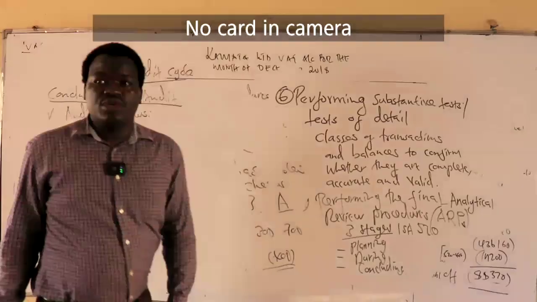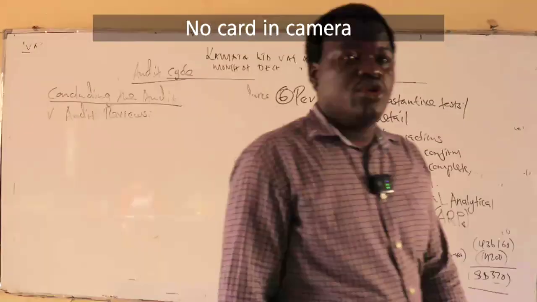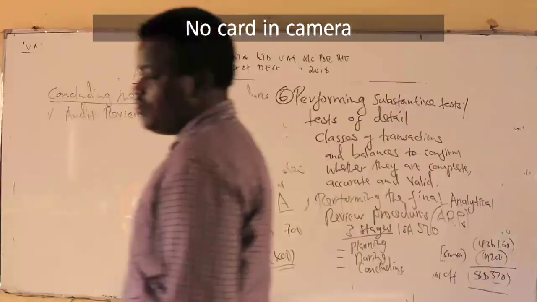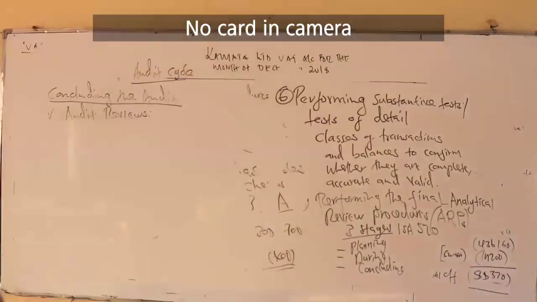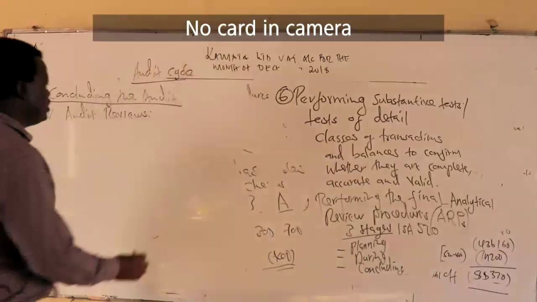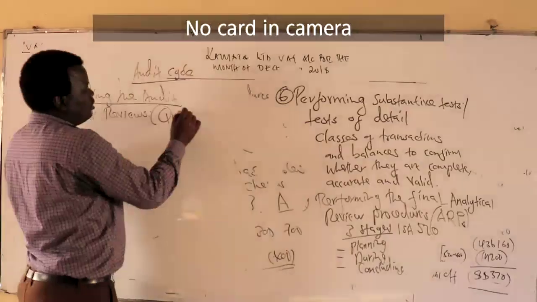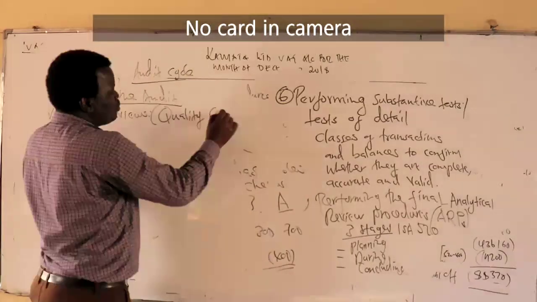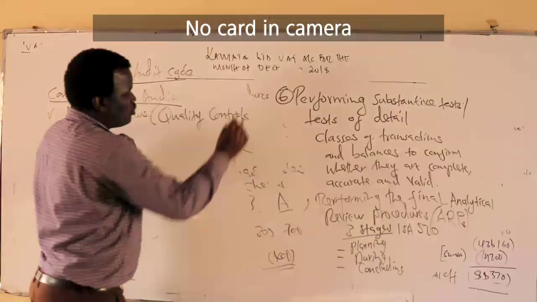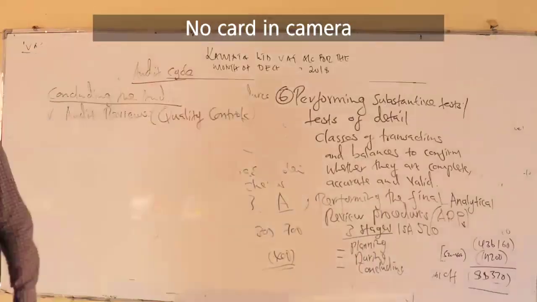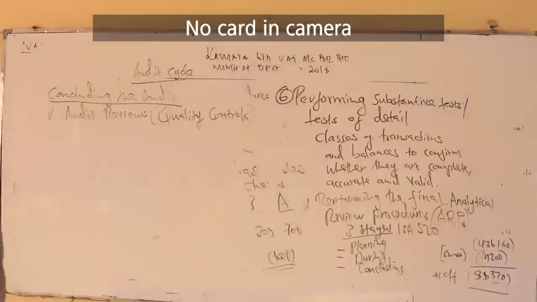You have to review the work, and in doing so, you are trying to meet the quality of the audit. This is done through what we call quality controls. You are trying to adhere to the various quality control procedures that are put in place.